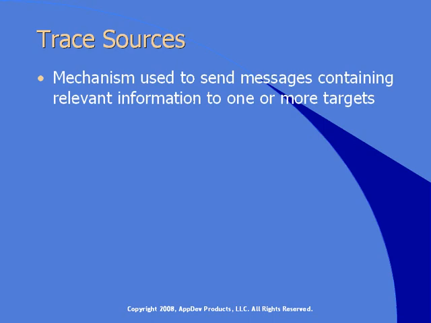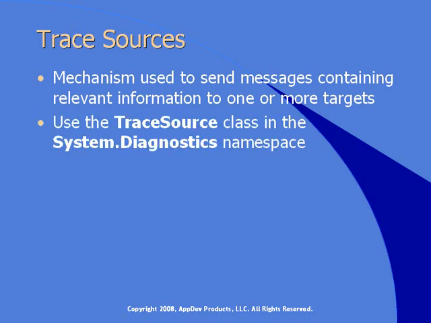A trace source is the mechanism used to send messages with information to one or more targets. So you'll decide where you want to record information. Could be to a text file, could be to an XML file, could be to the event viewer, could be to the output window. And it's the trace source's job to take messages and send them to the designated target. The System Diagnostics namespace provides the trace source class to perform this functionality.